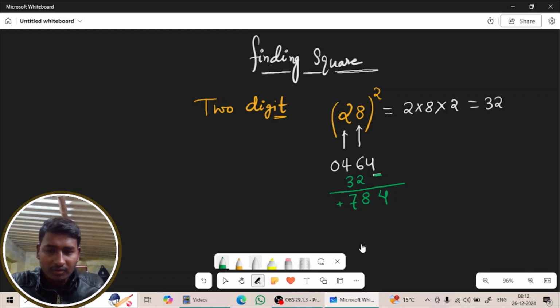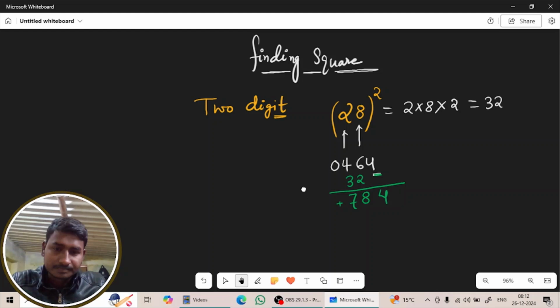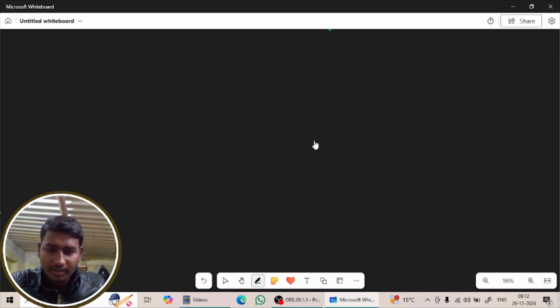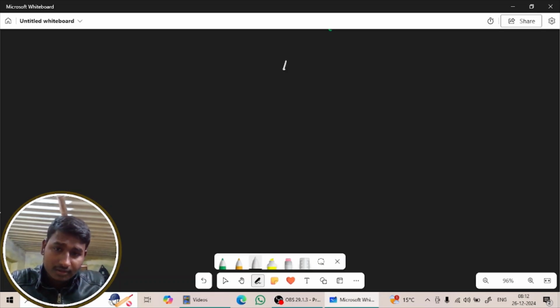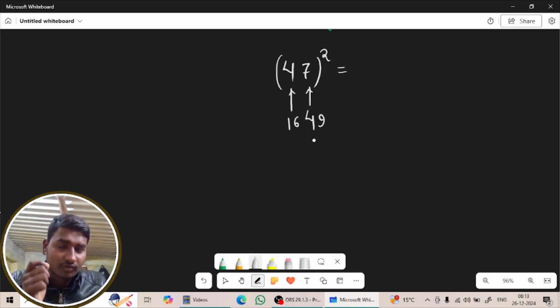Okay, now let's take another example and understand this. Let's take a bigger number. If you want to find 47 square, what do you need to do? First you need to write 7 square, which is 49, and 4 square, which is 16, the separate digits' squares. The next thing is to multiply all the digits: for 47 we have 4 times 7 times this square's 2. Now you multiply this: 28 and then 56.